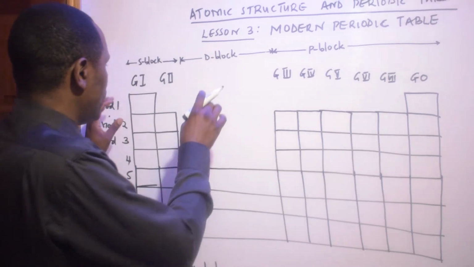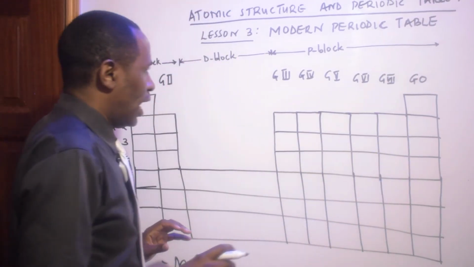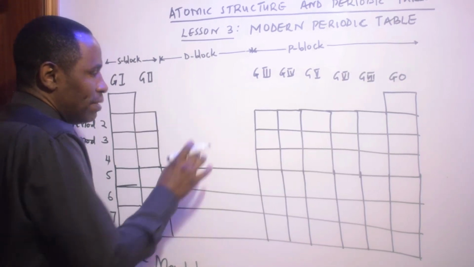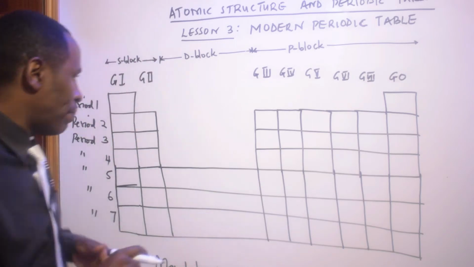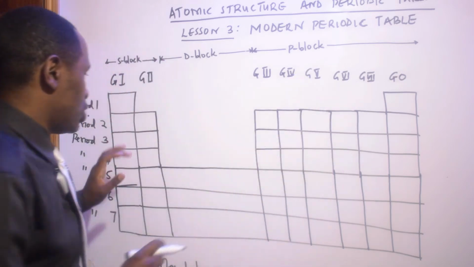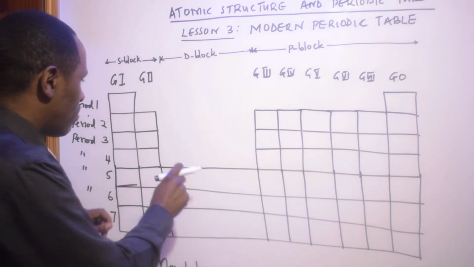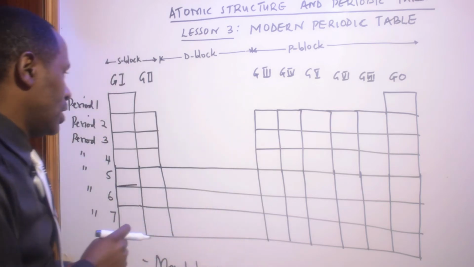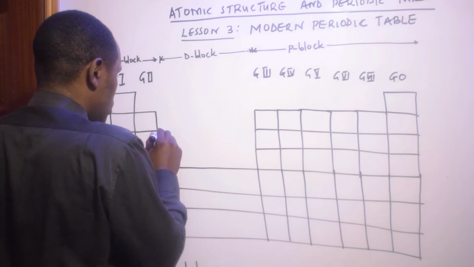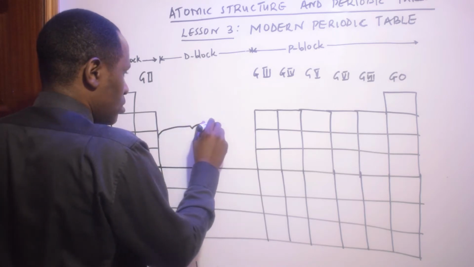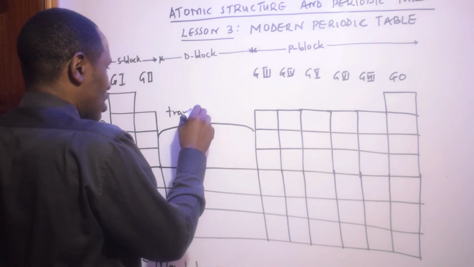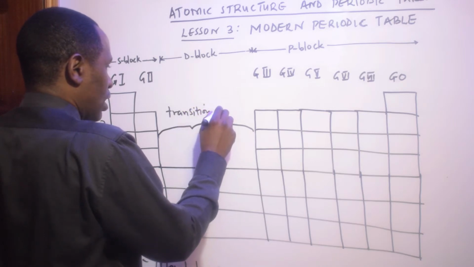Now, besides the columns and the rows, we're also talking about the elements in the D block, that is between the main group 2 and group 3. I've called these main groups here. The elements between group 2 and group 3, I'm going to call transition elements.